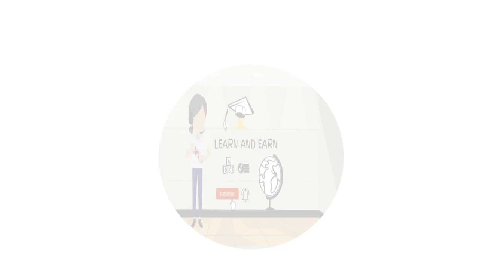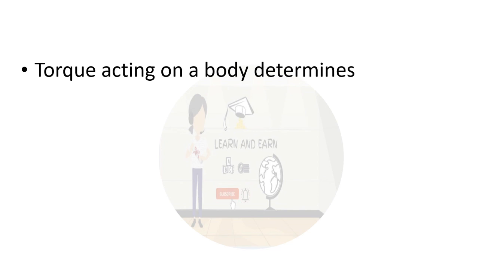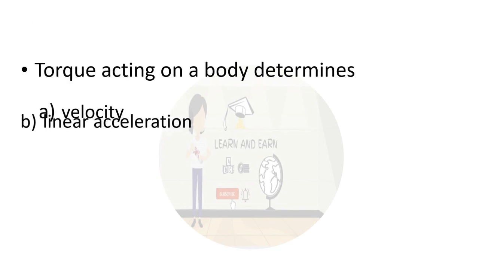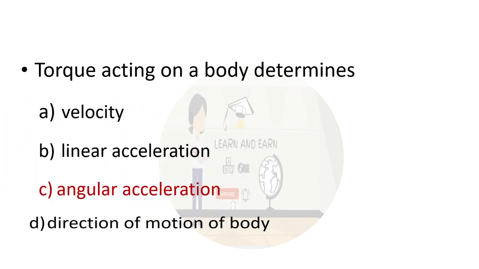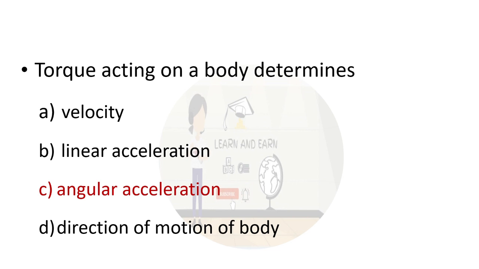The next MCQ is, torque acting on a body determines option A, velocity. Option B, linear acceleration. Option C, angular acceleration. Option D, direction of motion of body. The right answer is option C, angular acceleration.